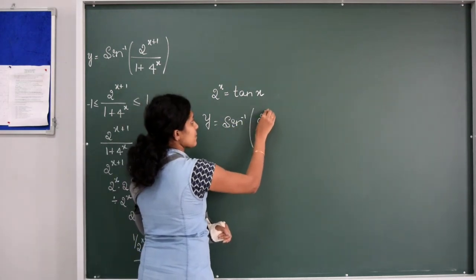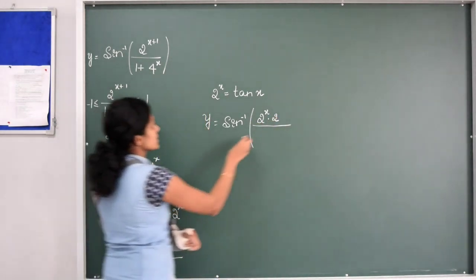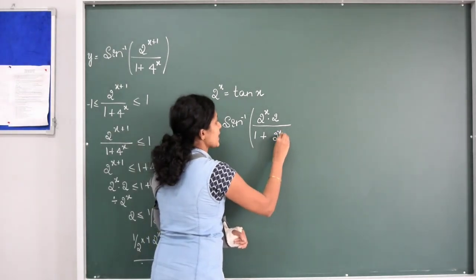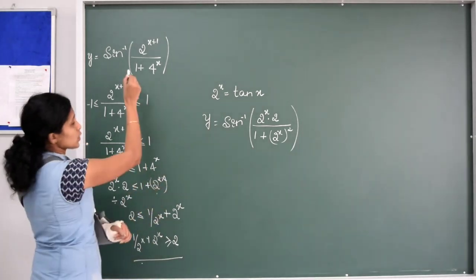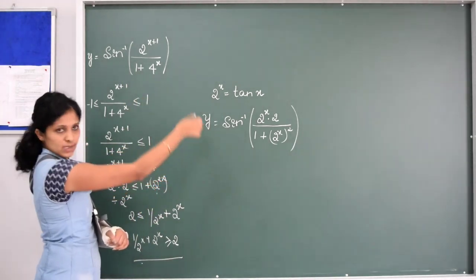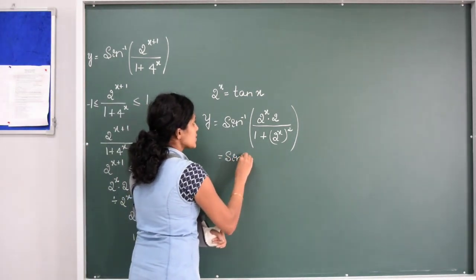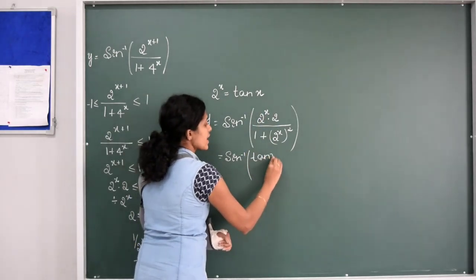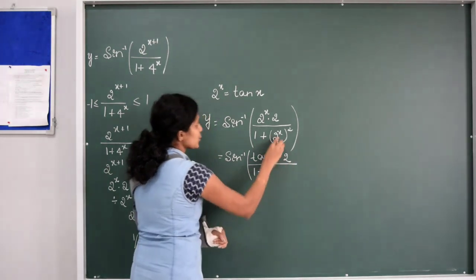I can write this as 2 to the power x into 2 divided by, right? So this is 1 plus 4 to the power x. We can write as 2 to the power x whole square. Is it clear? 2 to the power x plus 1 is 2 to the power x into 2. 1 plus 4 to the power x is 2 to the power x whole square. And we'll substitute this: sin inverse of, so this is now 2 to the power x is now tan x into 2, right? Divided by 1 plus 2 to the power x is tan x.